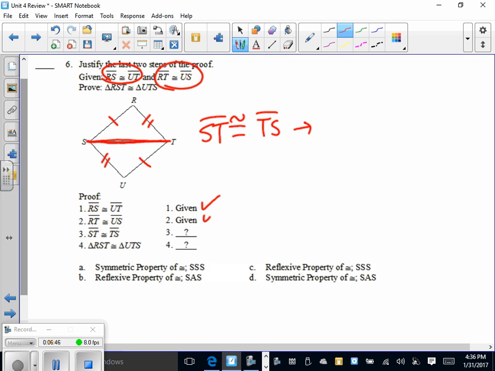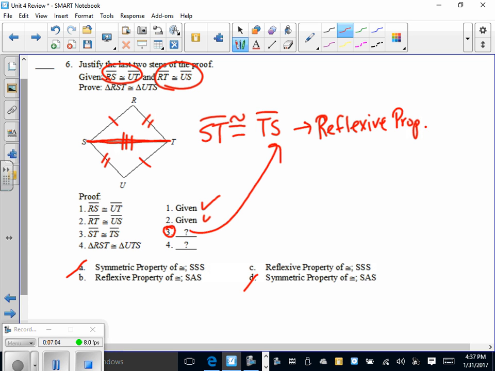And that would be the reflexive property, because if something is congruent to itself, then it is reflexive. So it's congruent to itself. So the answer to 3 is the reflexive property. So we eliminate A and we eliminate D.